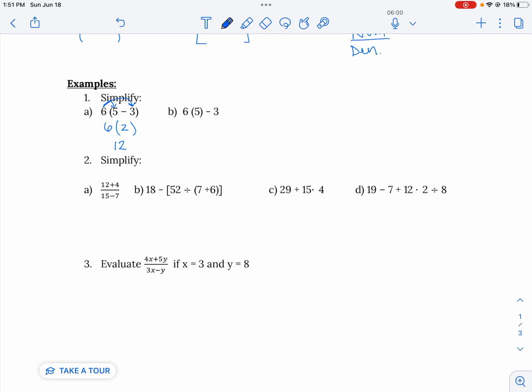In part B, we look at 6 times 5 minus 3. Well, here the parentheses just show multiplication, and so we're going to do the operations in the order in which we're supposed to, and come up with an answer of 27.